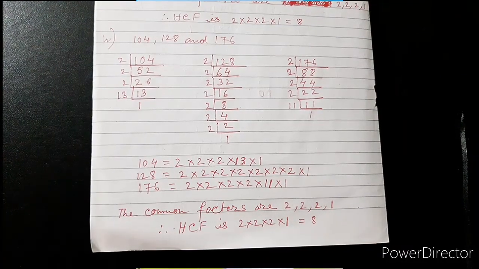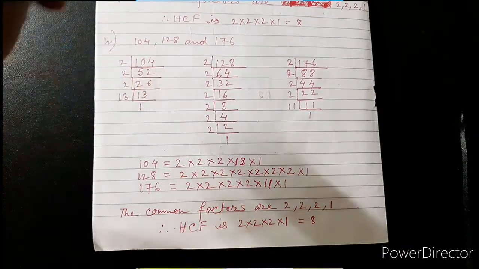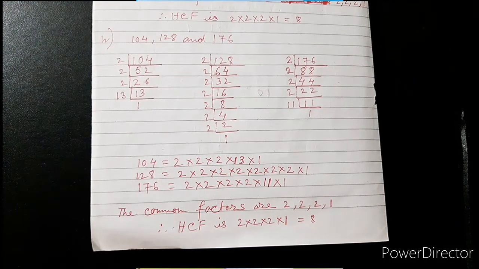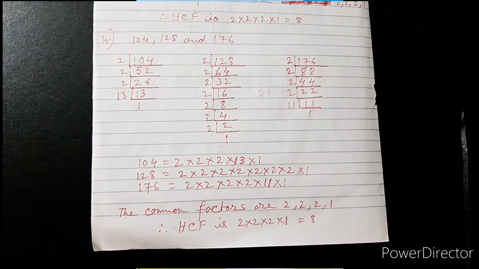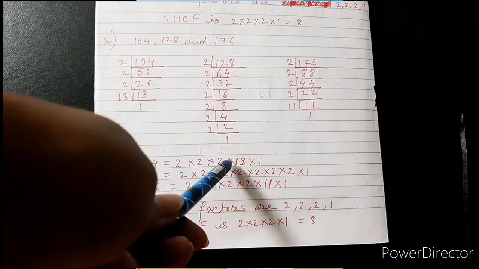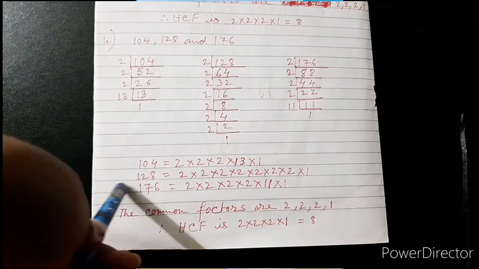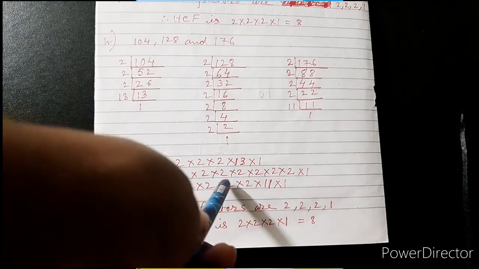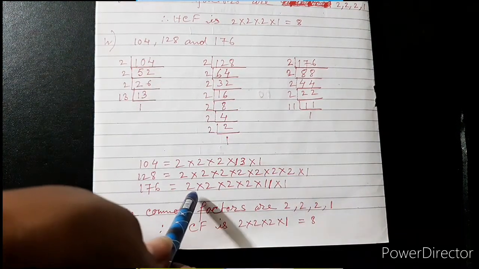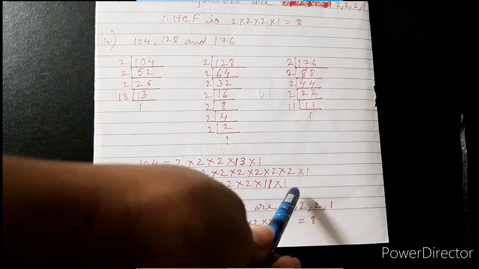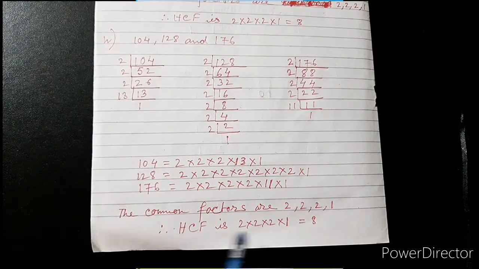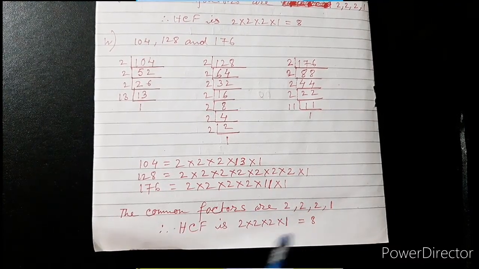6H. Find the HCF of 104, 128 and 176. First we have to find the factors by prime factor method. The factors of 104 are 2 into 2 into 2 into 13 into 1. Factors of 128 are 2 into 2 into 2 into 2 into 2 into 2 into 2 into 1. And factors of 176 are 2 into 2 into 2 into 2 into 11 into 1. So the common factors are 2, 2, 2, 1. Therefore, the HCF is 2 into 2 into 2 into 1 equal to 8.